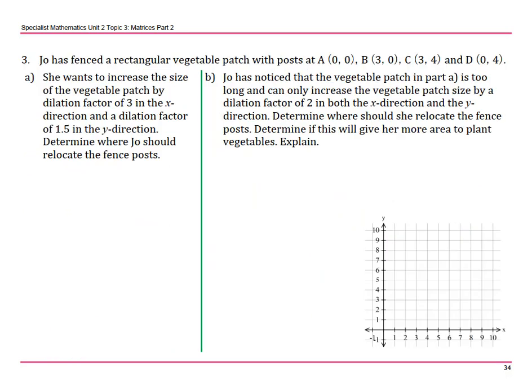Let's look at a practical example. Jo has fenced a rectangular vegetable patch with the posts as follows. She wants to increase the size of the vegetable patch by a dilation factor of 3 in the x direction and a dilation factor of 1.5 in the y direction. Determine where Jo should relocate the fence posts. So first of all, let's write a matrix for our veggie patch. So 0, 0, 3, 0, 3, 4, 0, 4.